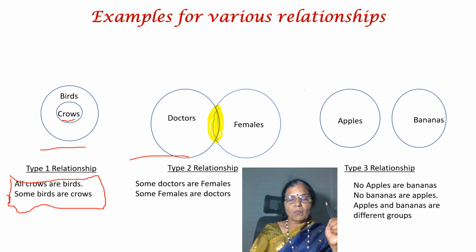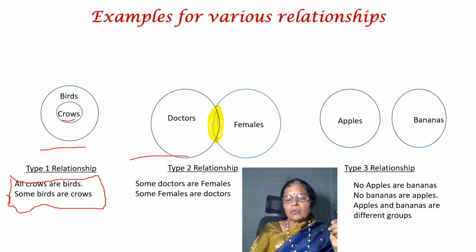So type 1 depicts this relationship that all crows are birds and some birds are crows. Remember, not all birds are crows. I have not written that. You should know. It would increase the space and I will not have enough space for the explanation and for the other diagrams, so I have left it. You can add that also.